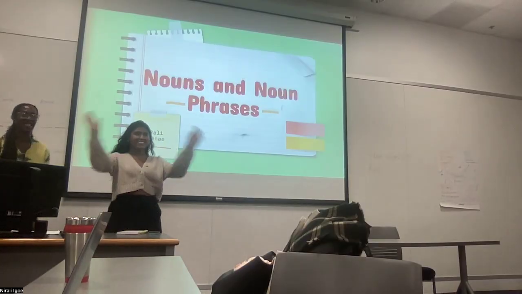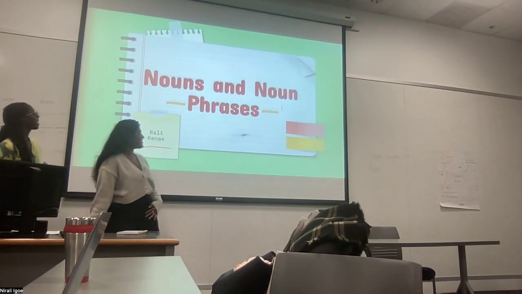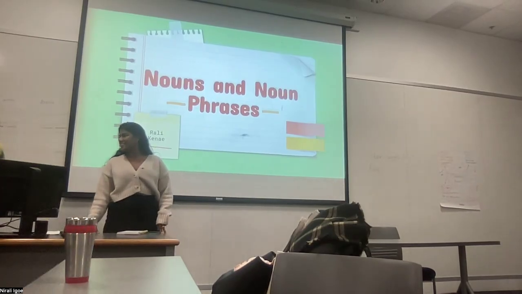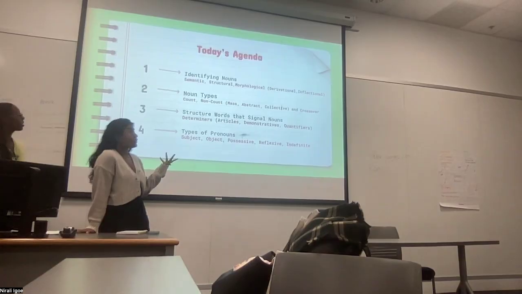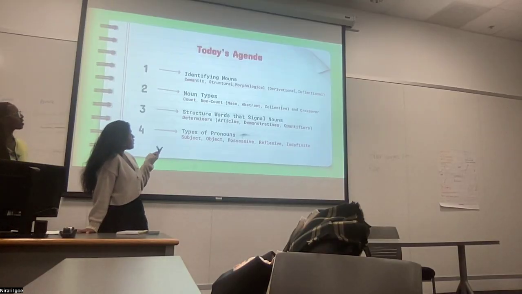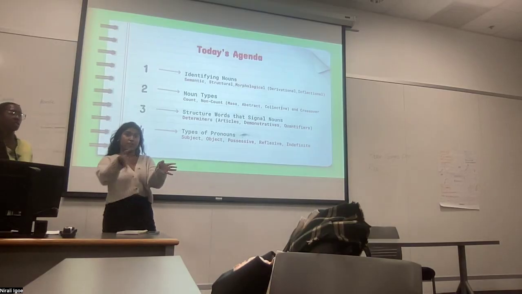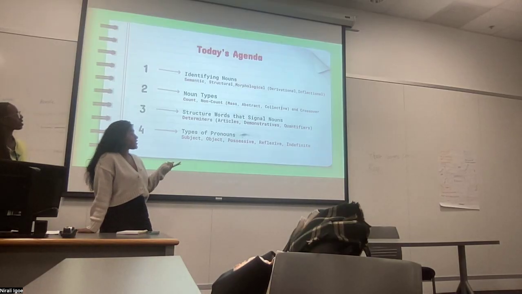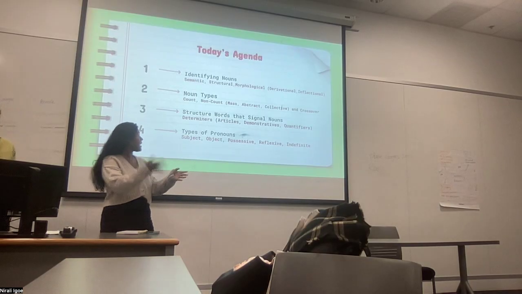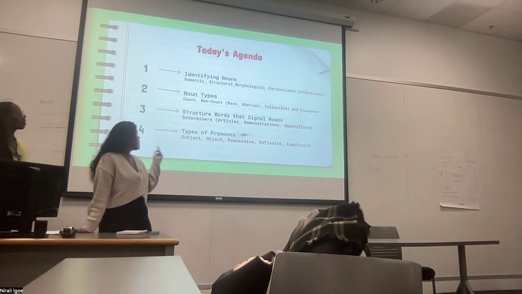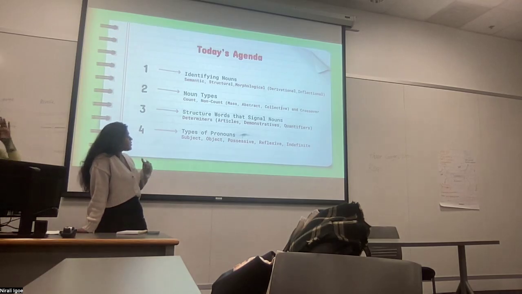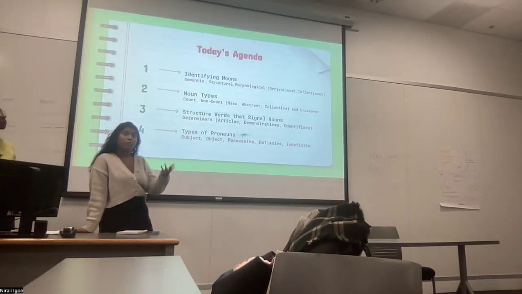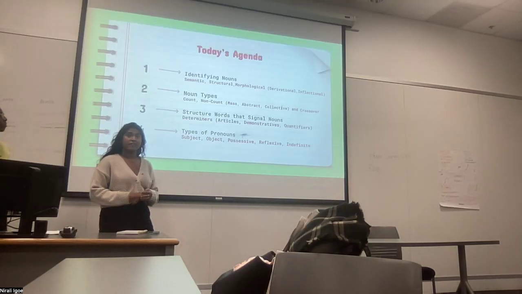Okay, so, hello everyone. Today we're gonna be learning about nouns and noun phrases. So our agenda is we are going to identify nouns by learning some clues. We're gonna learn semantic, structural, morphological, which breaks into derivational and inflectional clues. Then we're gonna move on to learning about some of the noun types, count nouns, non-count, which then divides into mass, abstract, collective, and then crossover nouns. We'll go into determiners, which are articles, demonstratives, and quantifiers. Those are what signal nouns, so words that come before that indicate the next word might be a noun.